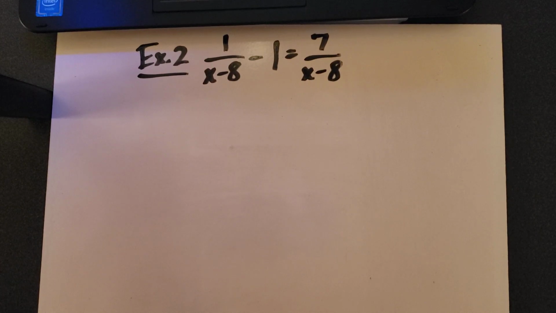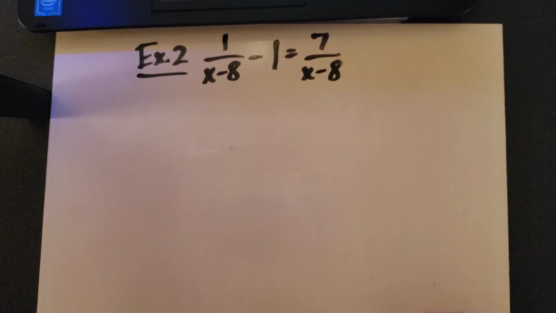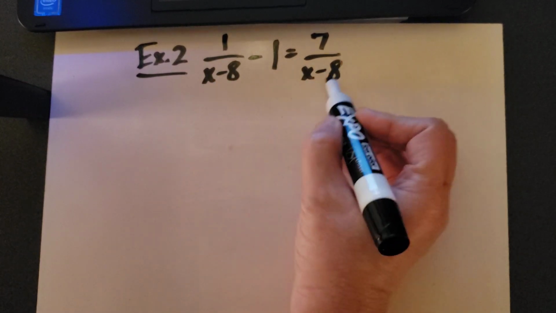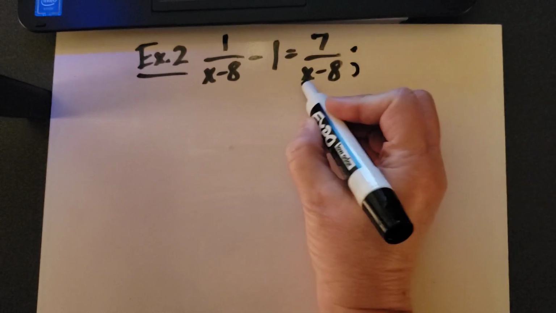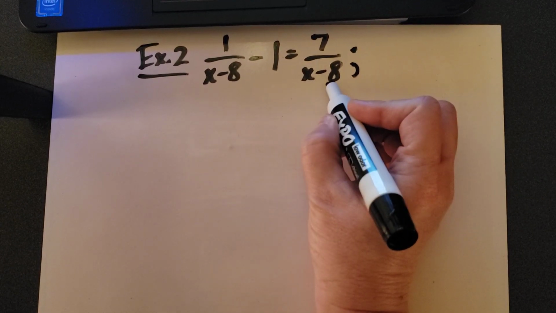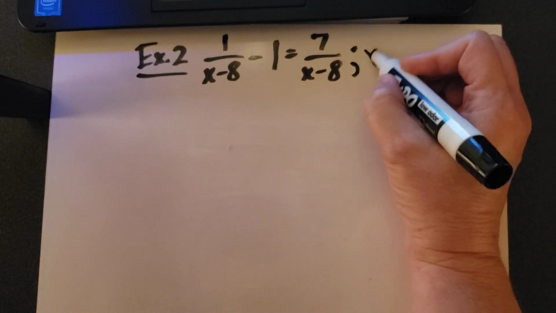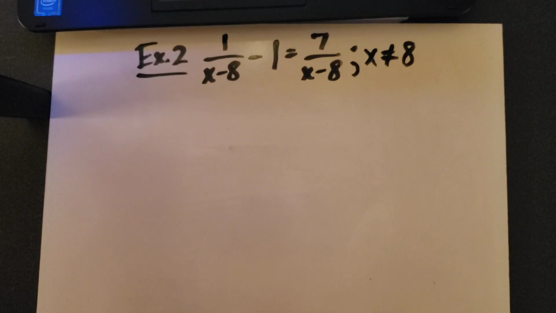Step 1, factor all numerators and denominators if necessary. There are no quadratics, no common factors, so no factoring is necessary. Let's move on to step 2. Establish domain restrictions. You can see very easily here and here, since these denominators are the same, that if x was equal to 8, that would make this denominator go to 0, and that would make this entire ratio undefined. So we have to establish that x cannot equal 8. That's our only domain restriction for example 2.